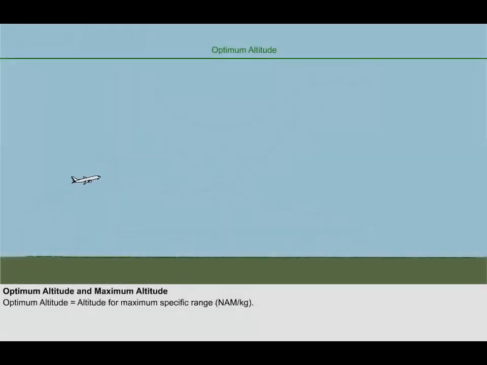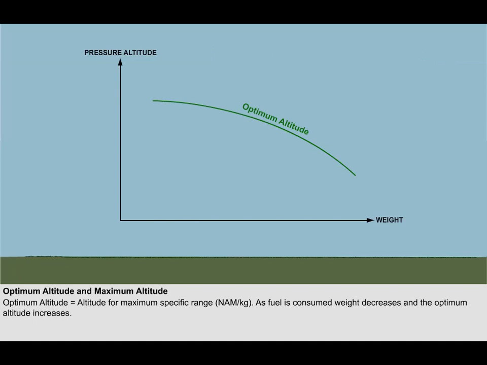Once the aeroplane has completed the climb profile and has reached the top of the climb, the aeroplane will level off at the appropriate altitude. This cruise altitude should ideally coincide with optimum altitude. You may recall that the optimum altitude was the altitude for maximum specific range, or maximum fuel mileage. As a general rule, this altitude is not constant. As weight decreases during the flight from fuel consumption, the optimum altitude increases, as illustrated in the graph.